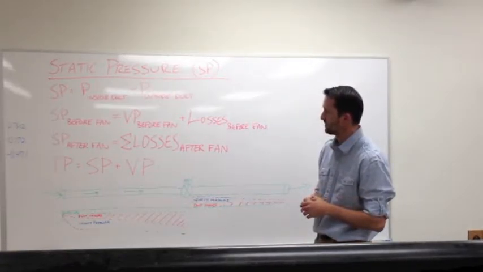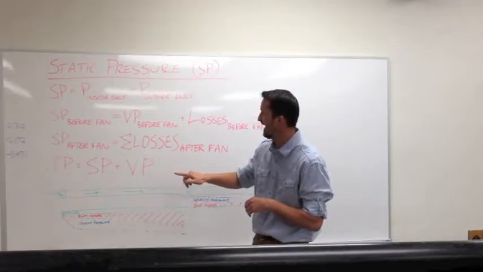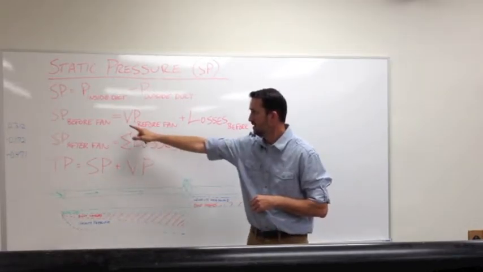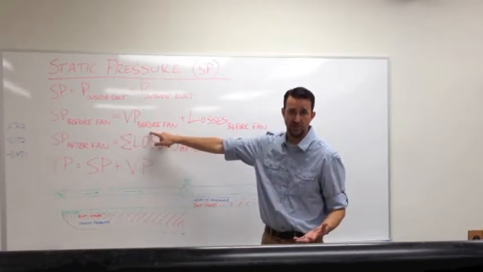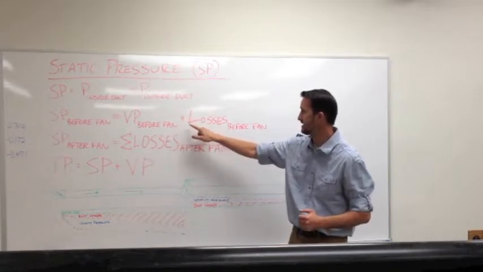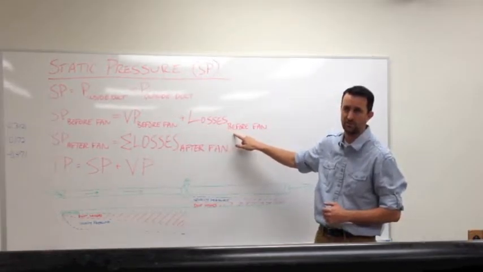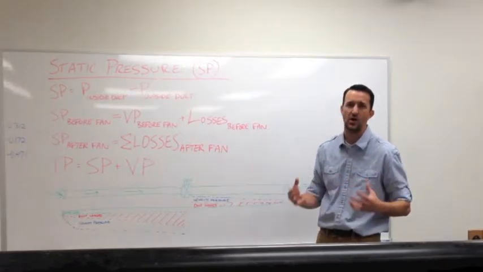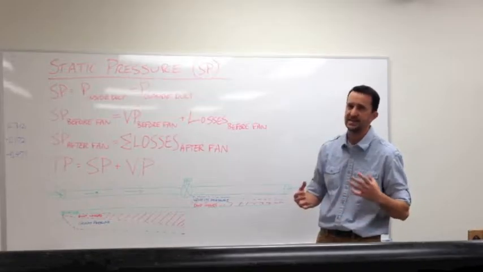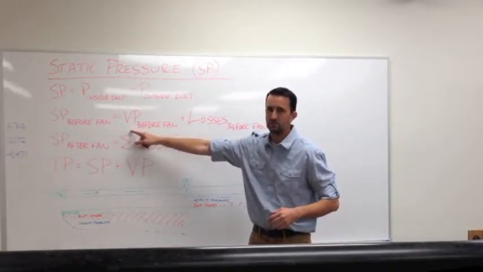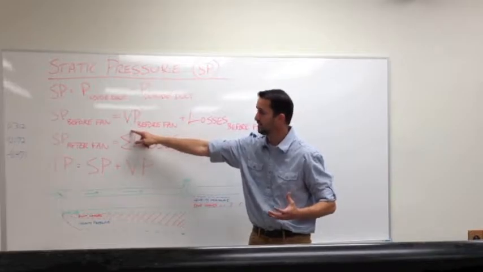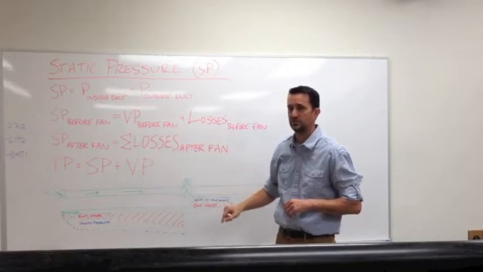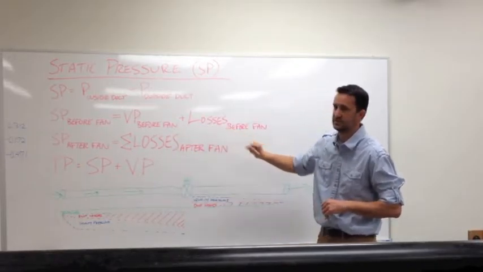Okay? So the static pressure before the fan, okay, is equal to the velocity pressure plus the losses that occur before the fan. We've got a conservation of energy pressures going on here. So we've got to account for where all those went. So because static pressure doesn't quite equal velocity pressure due to losses, we have to add those in there. So static pressure before the fan is velocity pressure before the fan plus the losses that have occurred before the fan.